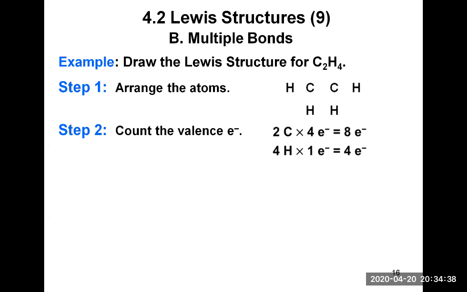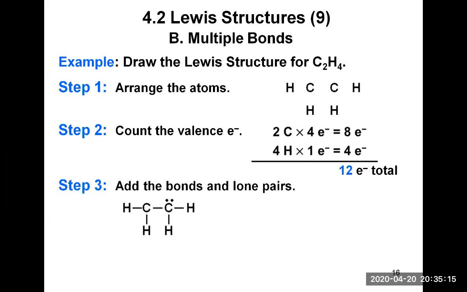Next, you want to count the total number of valence electrons. We have 2 carbons from group 4A. They bring 4 electrons each. 2 times 4 is 8 electrons from the carbons. We have 4 hydrogens. They each bring 1 electron because hydrogen is in group 1A. 1 electron times 4 hydrogens is 4 electrons from the hydrogens. Now you add that, 8 plus 4, it's 12 electrons for the structure of C2H4.